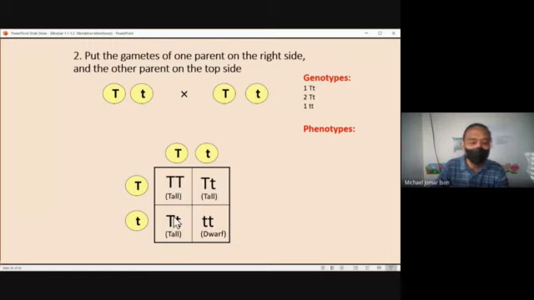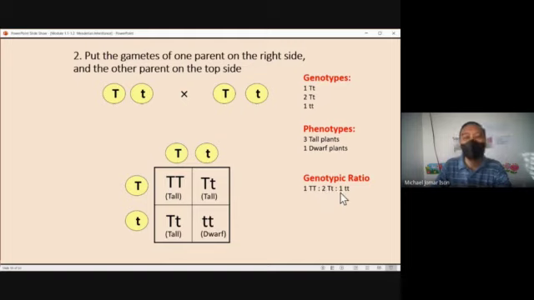Since it's dominant, it's tall. And then since it's both recessive, it will become a dwarf. So the phenotype will be three talls and then one dwarf. Talking about the genotypic ratio, then you will have one homozygote dominant is to 2 heterozygote is to 1 homozygote recessive.